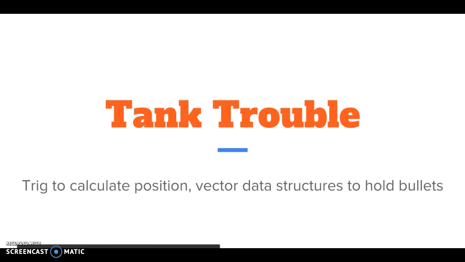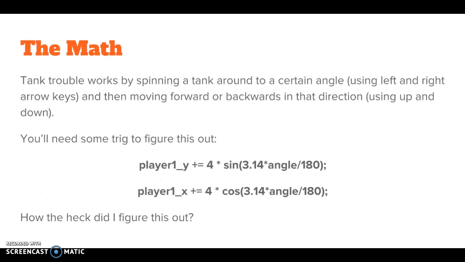Okay, so let's start talking. I'm going to front load a little bit of the math in this so we don't have to pause too much when we're going over the code. So tank trouble works by spinning a tank around to a certain angle using left and right arrow keys, and then moving backwards or forwards in that direction using the up and down.